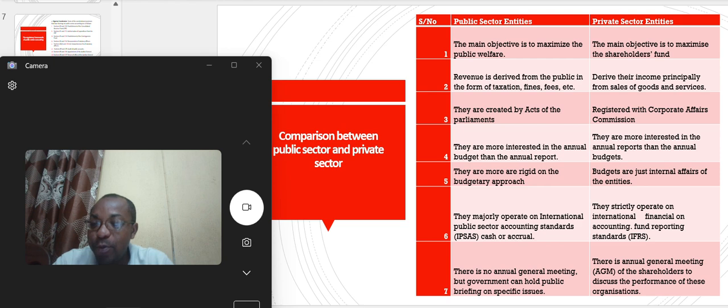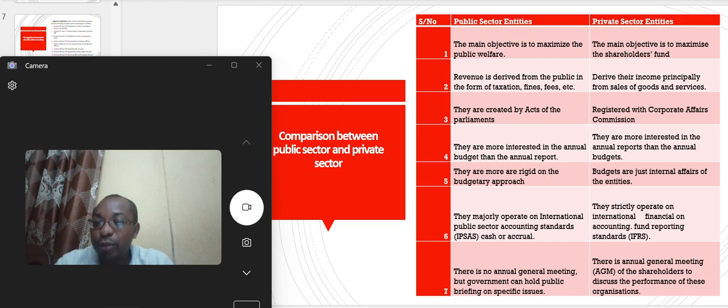Although at the end of the period we have financial reports, which in the public sector we call statutory financial statements, the major interest lies in the annual budget. But in the private sector, although they do their own budgets too, their interest lies majorly in their annual reports.